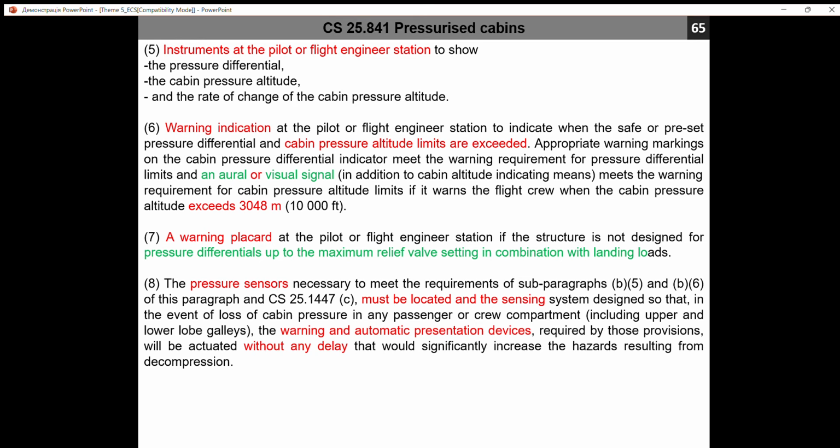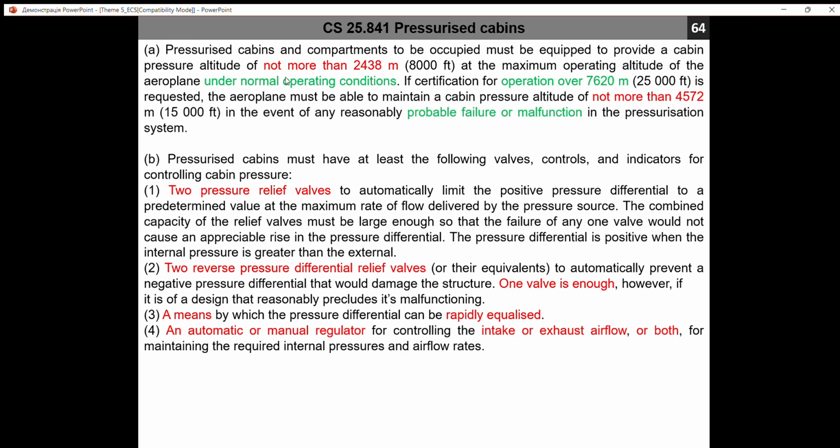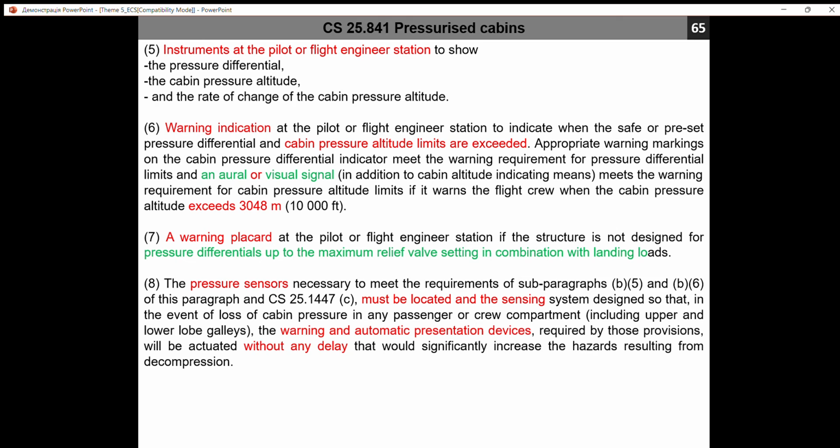It may be in the range of 8-9 psi, pounds per square inch. The cabin pressure altitude shows us the current value, and typically during normal flight it shouldn't be more than 2400 meters. And the rate of change of cabin pressure altitude, the speed of change.